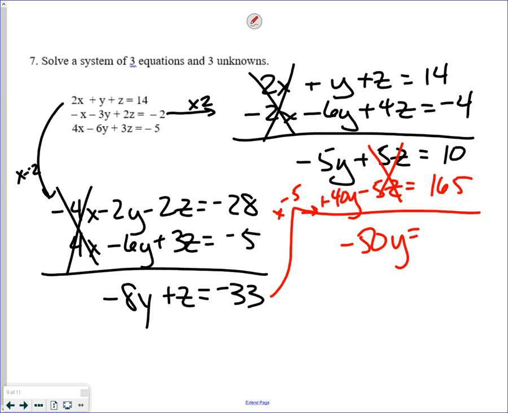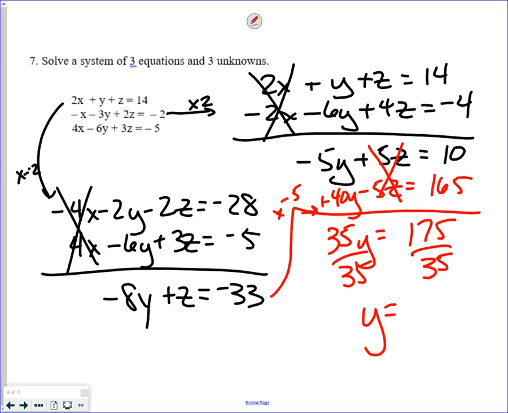Oops, sorry about that. This is a positive. I made a mistake there. Hopefully you caught that. Multiplying by a negative 5, that should be positive. 35y equals 175. Caught my mistake there. Divide by 35. Y is equal to 5.